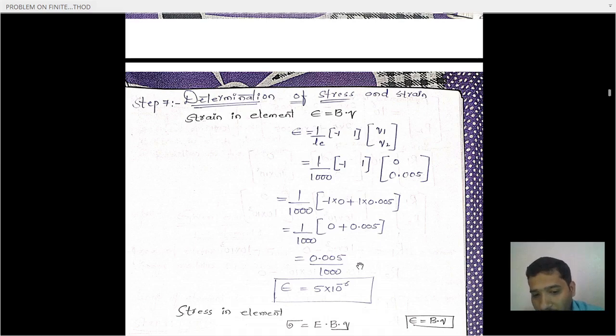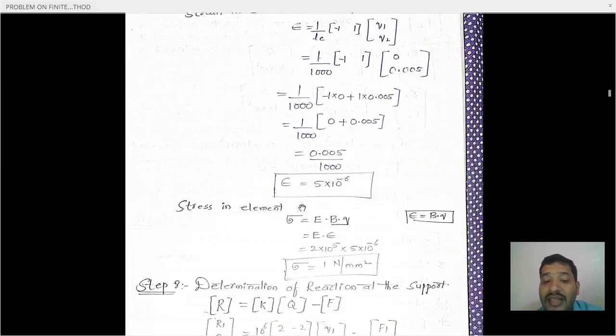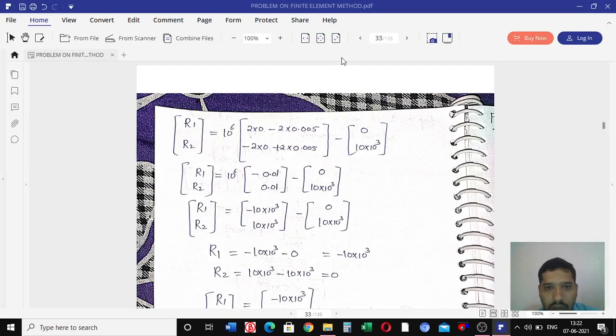If you multiply, 1 into 0.005 is 0.005 by 1000. If you divide this whole value, then you will get the strain as 5 into 10 power of minus 6, because we know very well strain does not have any unit. Strain is a dimensionless quantity. Always remember. Stress in the element. So what is the formula of stress? We know very well. I will write it here. Okay.